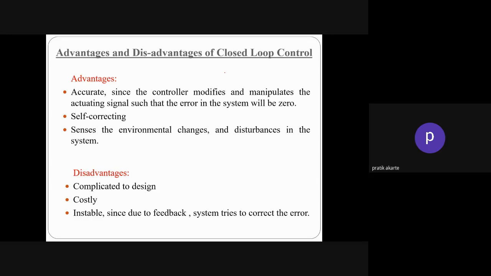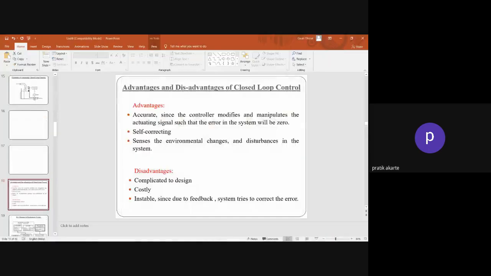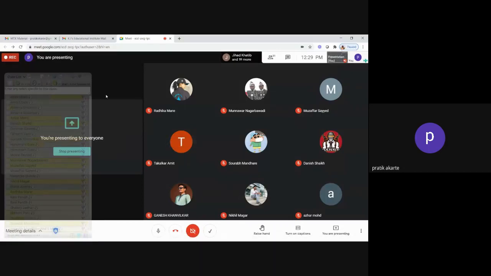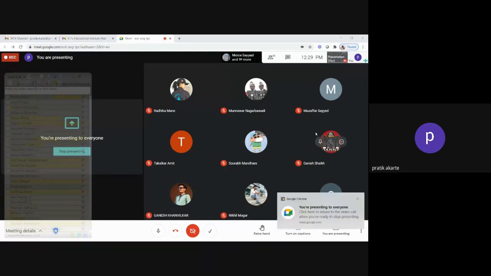So we have studied so far what is a control system, what is control action, what is an open loop control system with some examples, and a closed loop control system with some examples. These are the points which I want to put in front of you, because this is very important as far as your control action is concerned. So that's all from my side.